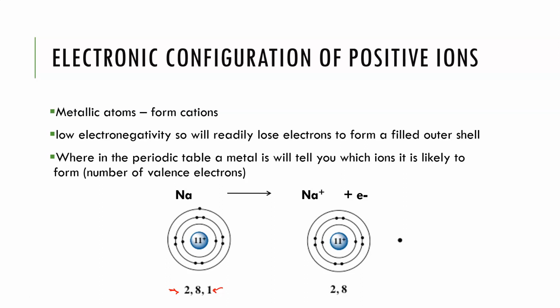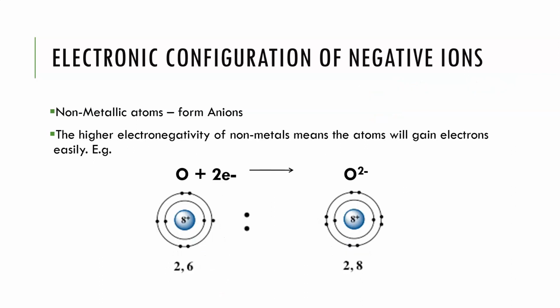For group 1, this will be 1 electron, so group 1 will tend to form +1 electrovalency ions. Group 2 will form +2. Then we skip over the transition metals because they can have varying charges, and group 13 will have +3. These are the main ones that we can read from the periodic table in terms of cations.